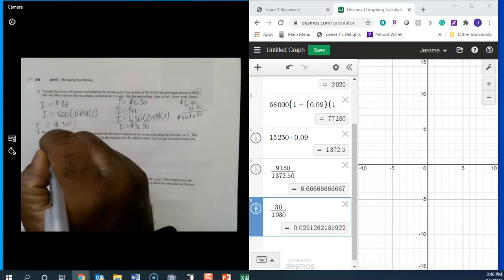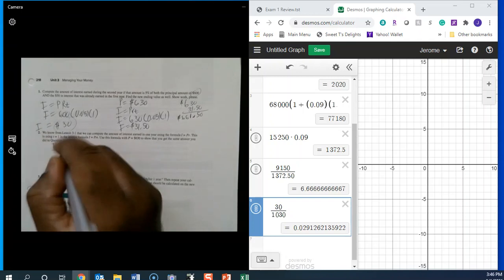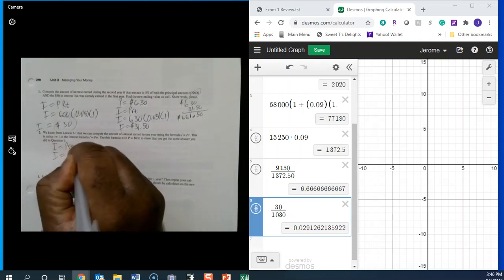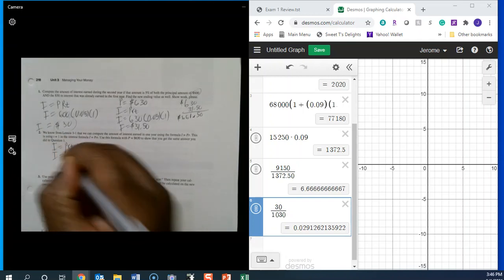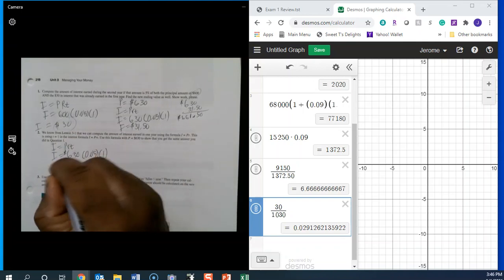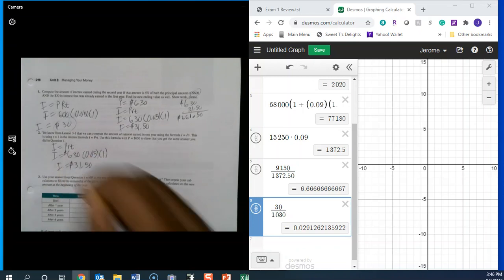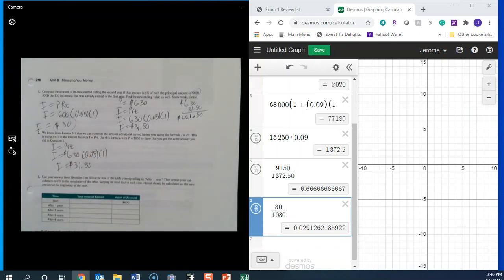So for number 2, we had interest is equal to principal times rate times time. Interest is equal to $630 times 0.05 times 1. So our interest is $31.50, which we actually did already.